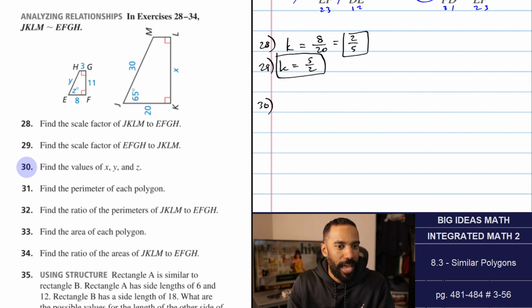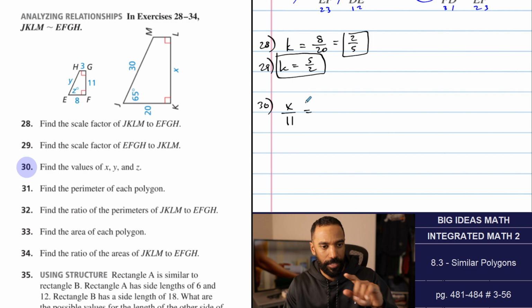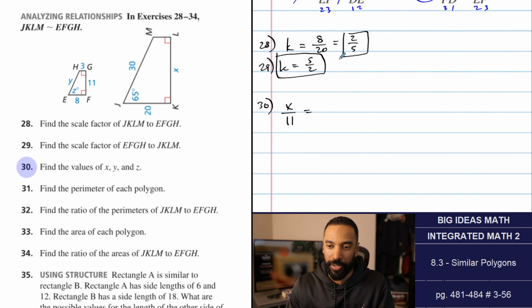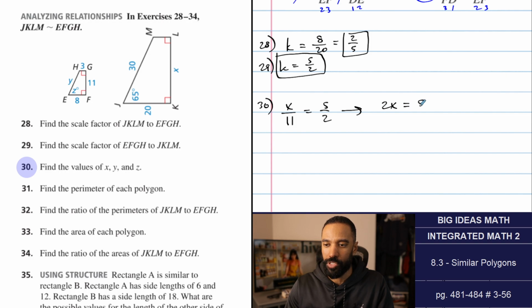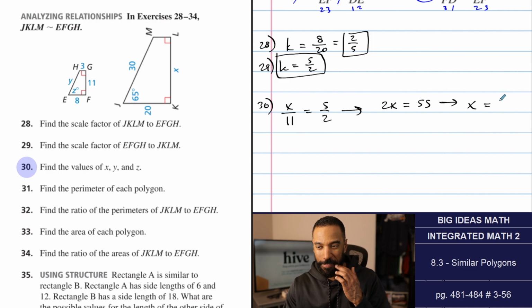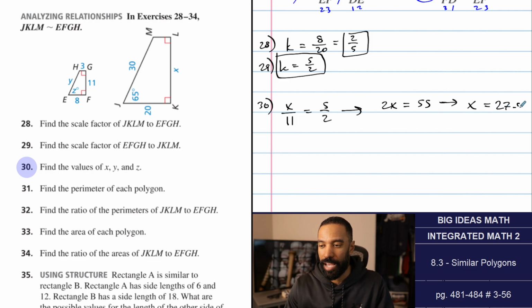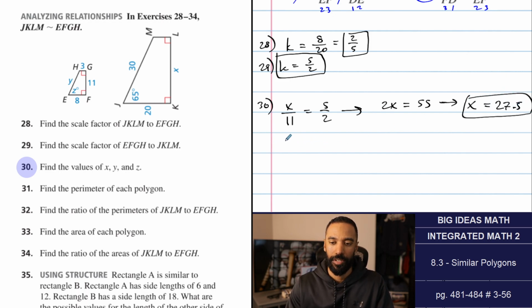Let's start with X. X from this KL corresponds with the 11. X goes to the 11. Notice that's the enlargement. Well, X over 11. X is bigger than 11, as 5 is bigger than 2. We maintain that similarity ratio. And let's just go this way because I'm going to do a few of these. 2X equals 55. And therefore, X equals 55 over 2. I'm sure they probably want the decimal here. 27.5.